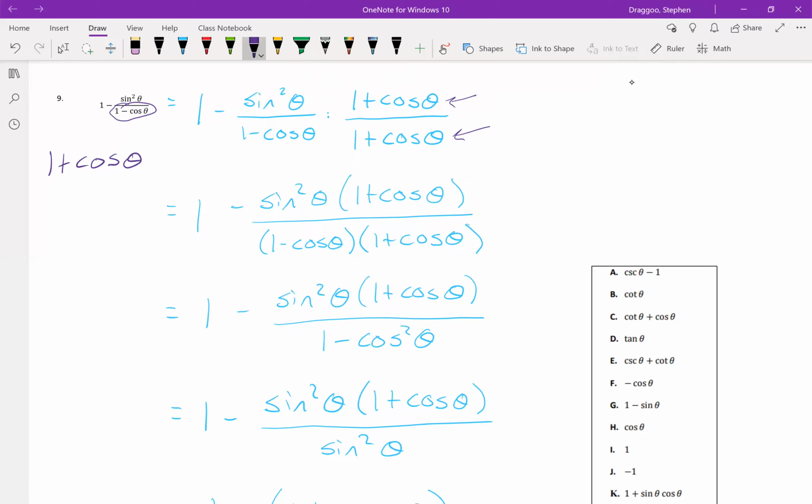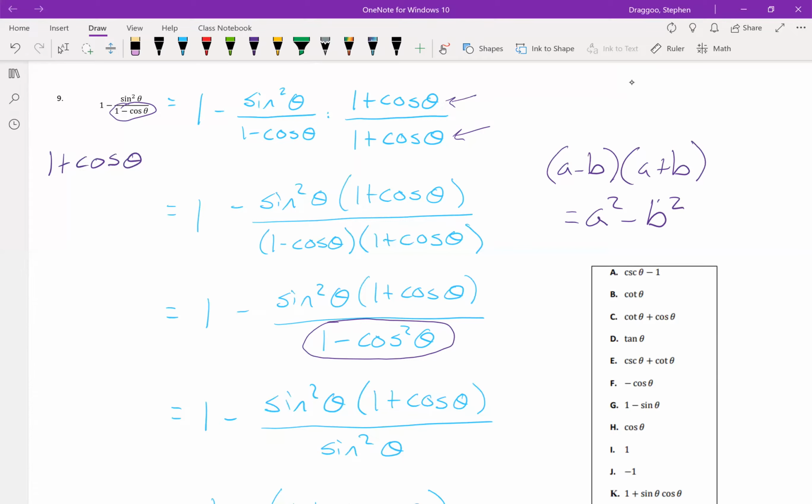Now, foiling out that denominator, I have a difference of squares problem. So that anytime I have a plus b times a minus b, that results in a squared minus b squared, which is an identity from back in algebra. But it will be helpful to remember that identity because it comes up rather frequently in trigonometry.